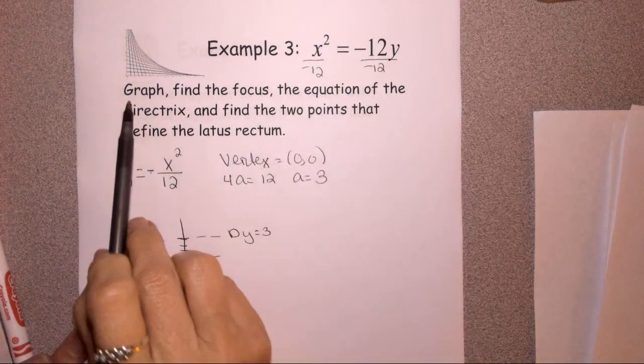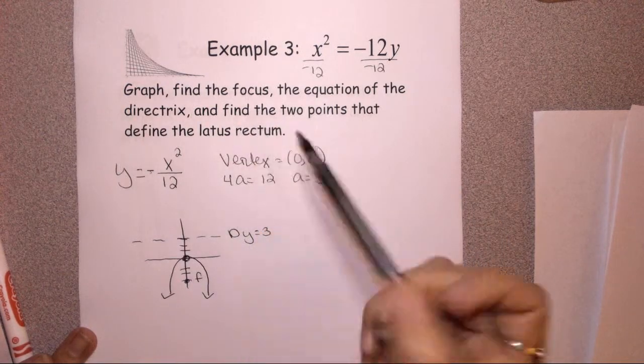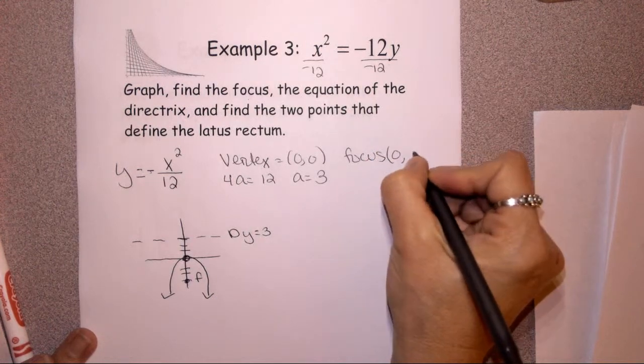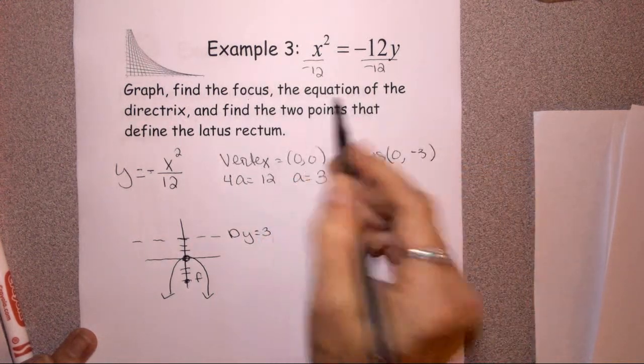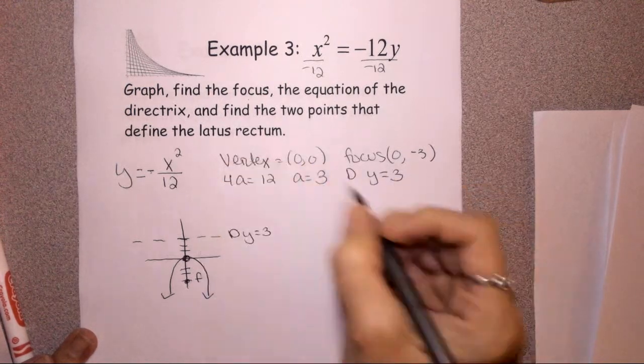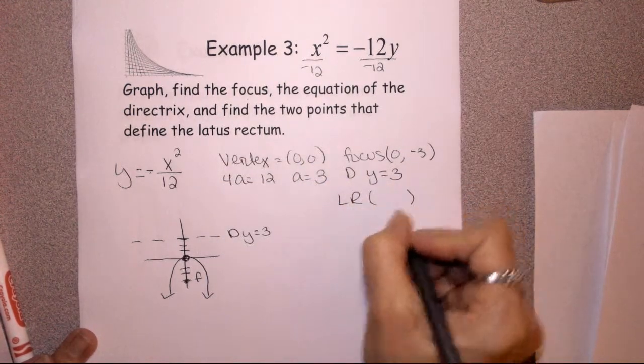Okay, all right, so they want me to find the graph. There's my graph. Find the focus. So the focus was at 0, negative 3. The equation of the directrix was y equals 3, and they want me to find my two LR points.